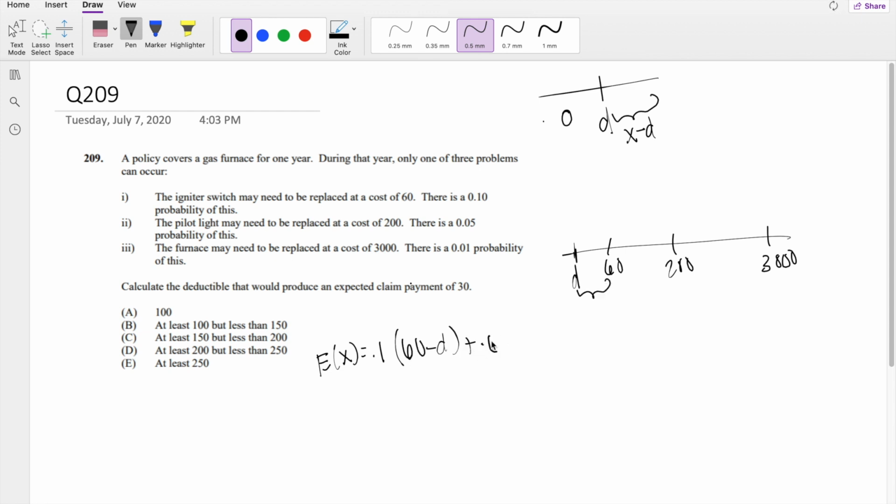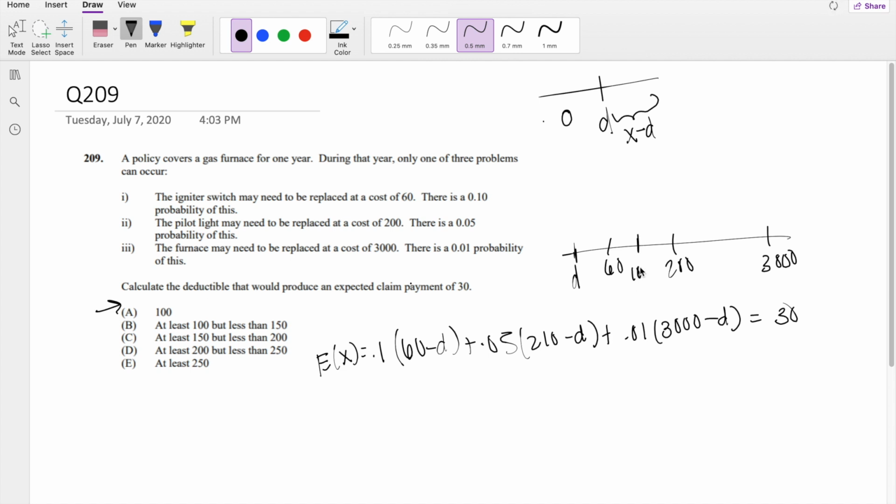And likewise, it's going to be the same for all of these. So it's going to be 210 minus D plus 0.01 times 30,000 minus D, and this is equal to 30. But the thing is, we know the deductible can't be less than 60 because that's not one of the choices. So the deductible has to be at least 100, because that's the first deductible here.